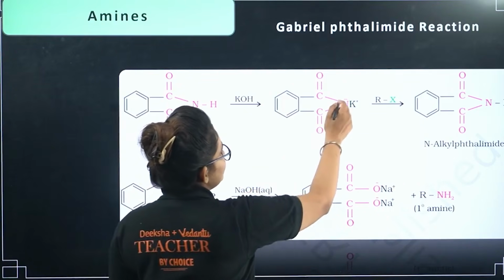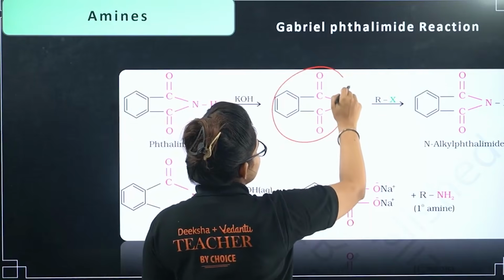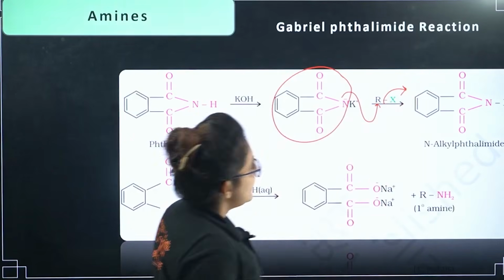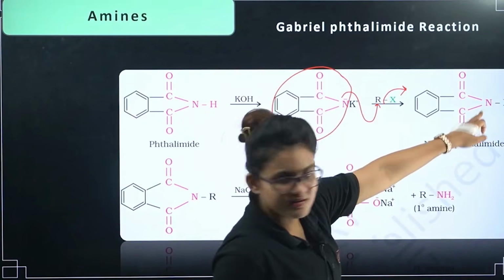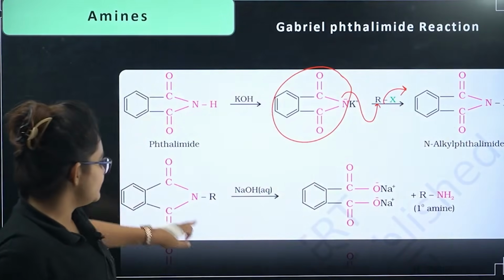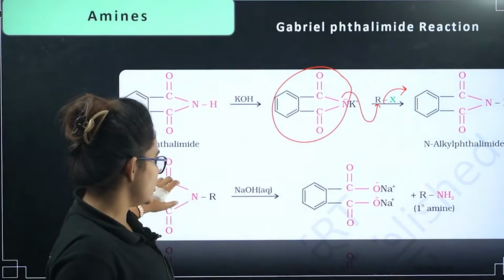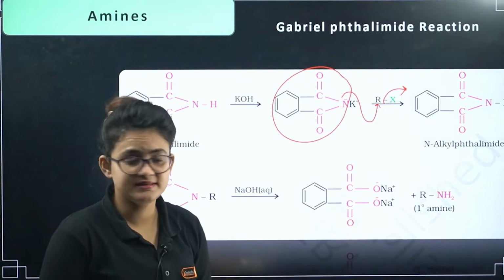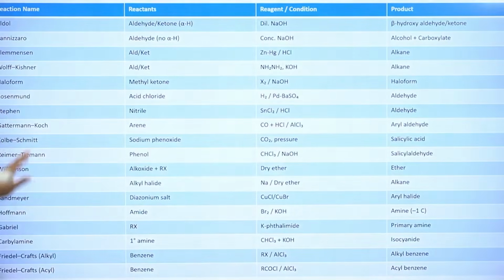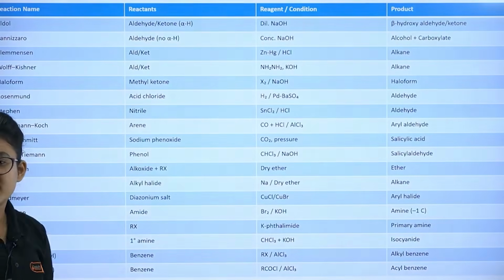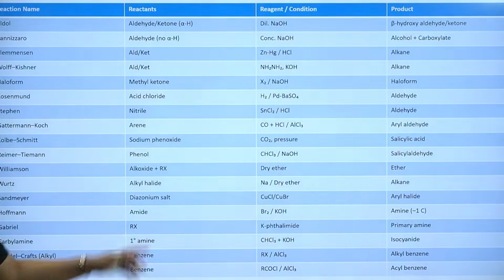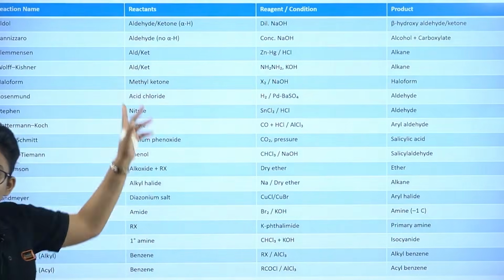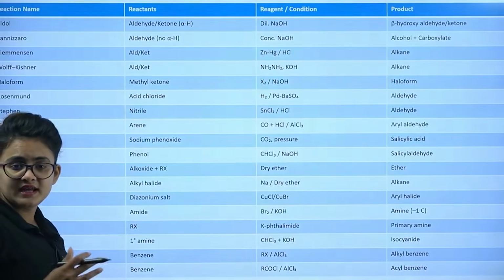Now this negative unit, this N minus will attack here, this will open up, right? As a result of this, NR bond will be created. Furthermore, if you give some aqueous NaOH, then this bond will open up and you will get primary amine. So this is all about Gabriel phthalimide reaction. So here comes whatever we discussed, the entire reaction along with the reactants, reagent and product. This is all that we covered, that is full there in your syllabus.